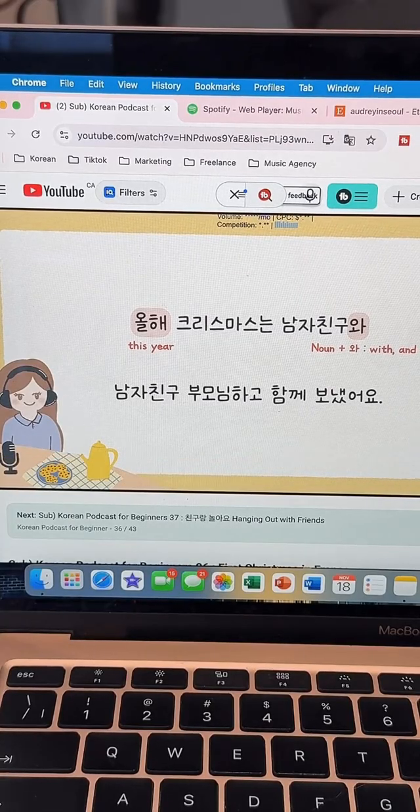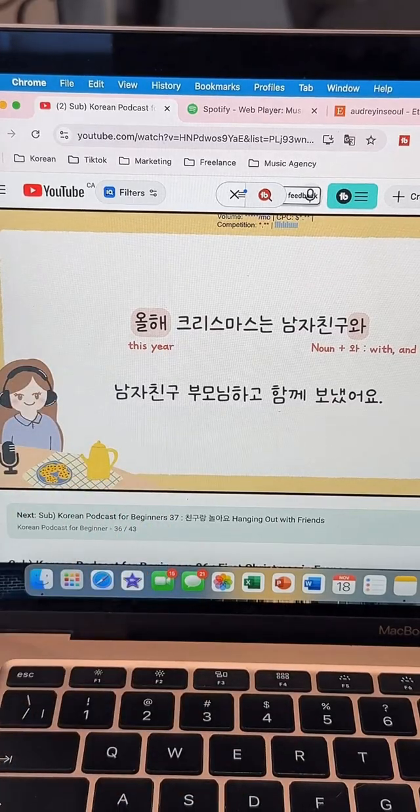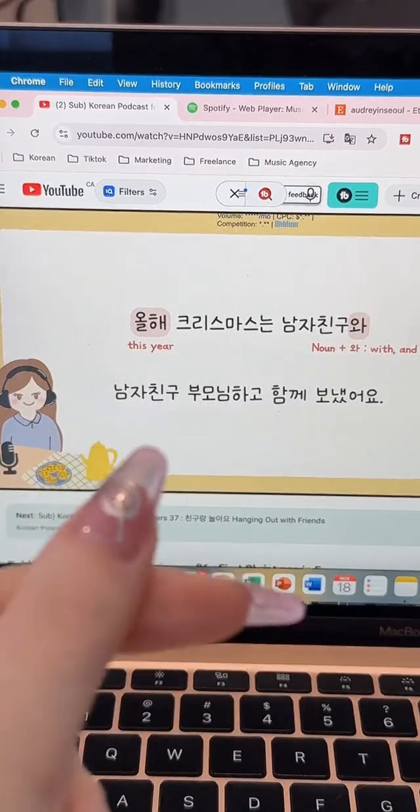What does that mean? Thank you so much for the rose, princess. Thank you. What is the difference between 함께 and 같이? So from my own experience, thank you so much for the cream cone, princess. Thank you. You're the best.